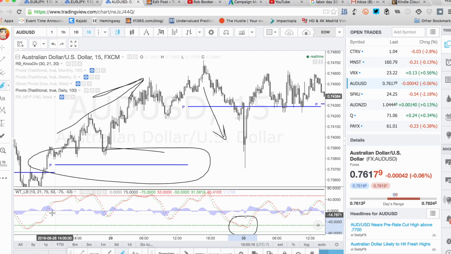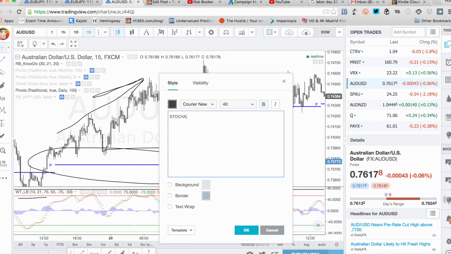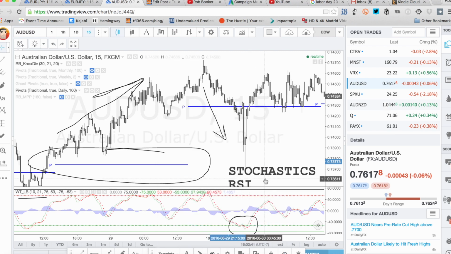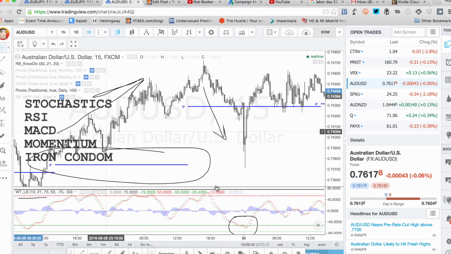You can pick your oscillator. This is called the wave trend oscillator. You could use the stochastics, the RSI, the MACD, the momentum indicator. You can use all kinds of indicators. It doesn't matter. These are oscillators. I'm just using the wave trend oscillator because I like it.